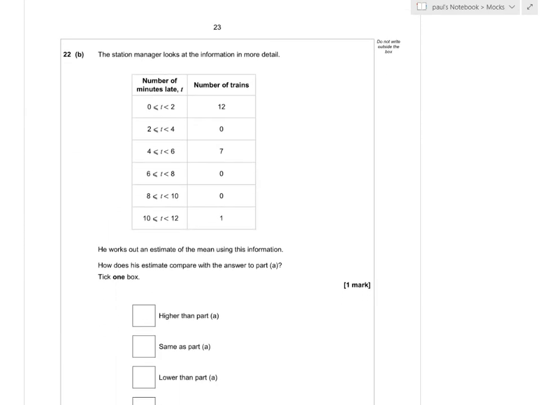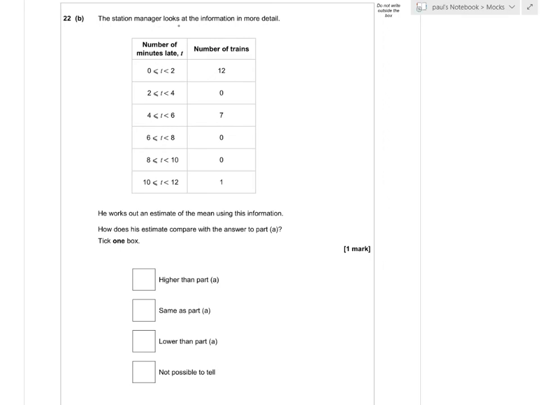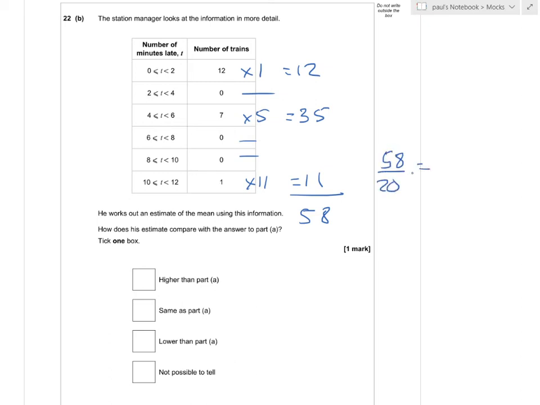And it goes on. Number 22. This is the long one, right? The manager looks at some information in more detail. He works out an estimate in the month. So let's have a look at the estimation. So 12 times 1 at the midpoint is 12. 7 times 5 is 35. And 1 times 11 was 11. So all of that is 2, 7, 8... 58, and there's 20 trains again. So it's 58 minutes divided by the 20 trains, which is 2.9 minutes late.